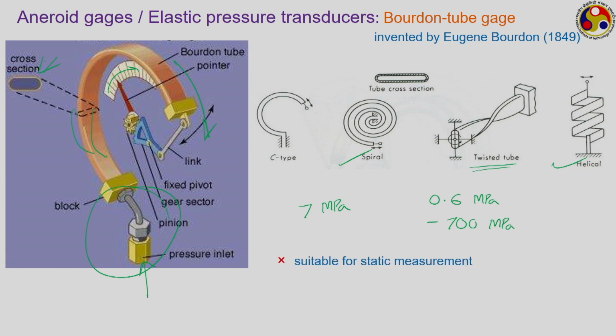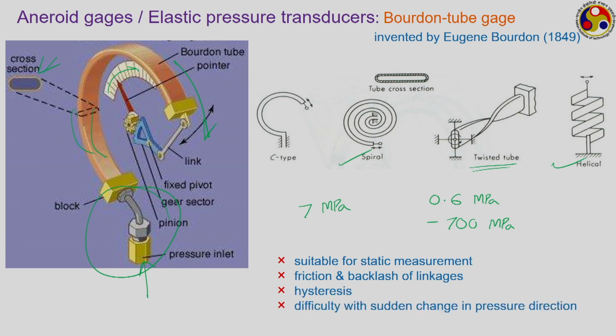But one problem is that these gauges are suitable only for static measurement, because they need some time for the indicator movement, etc., and so their response is a bit slow. The friction and backlash of the linkages are important, particularly when the load changes quite fast. Hysteresis can come into play. Difficulty with sudden change in pressure direction. All these actually limit its application during the dynamic pressure measurement situation, and there can be a repeatability issue as well, particularly if it is subjected to suddenly very high pressure load. There are mechanical linkages, so it may cause certain kind of repeatability issues.